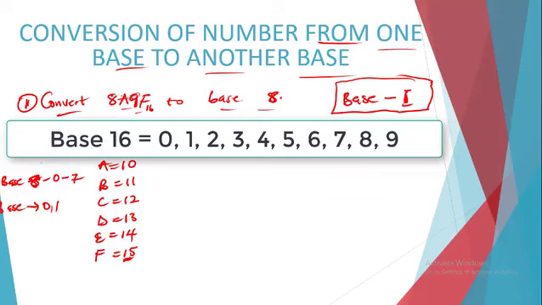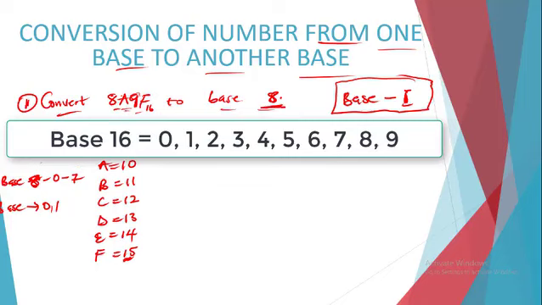Okay, so the total number in a base is equal to what? The base minus what? 1. So that's how we have 0 to 15 in base 16. And now they said we should convert 8A9F to a number in base 8.